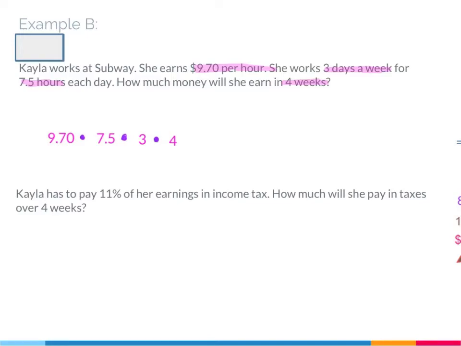So if we take those and all multiply them together, when we do that, we figure out that she makes $873 in that 4 weeks. So it was a lot easier to multiply all of those things together to give us the one answer.